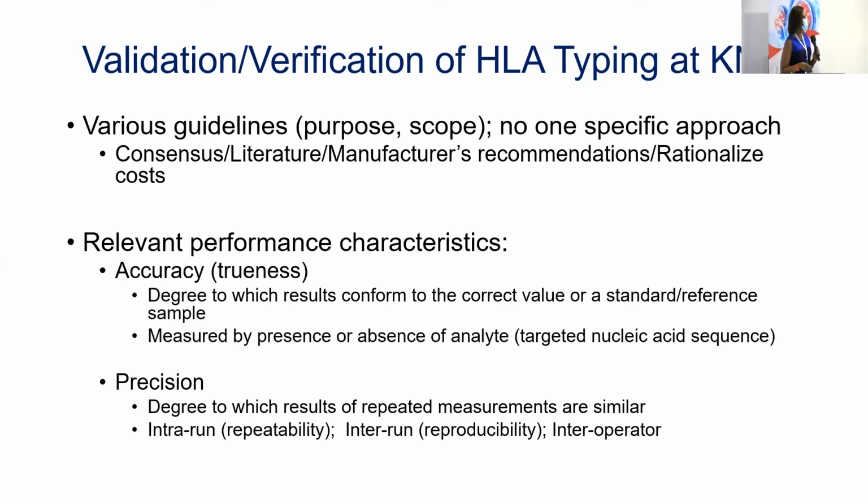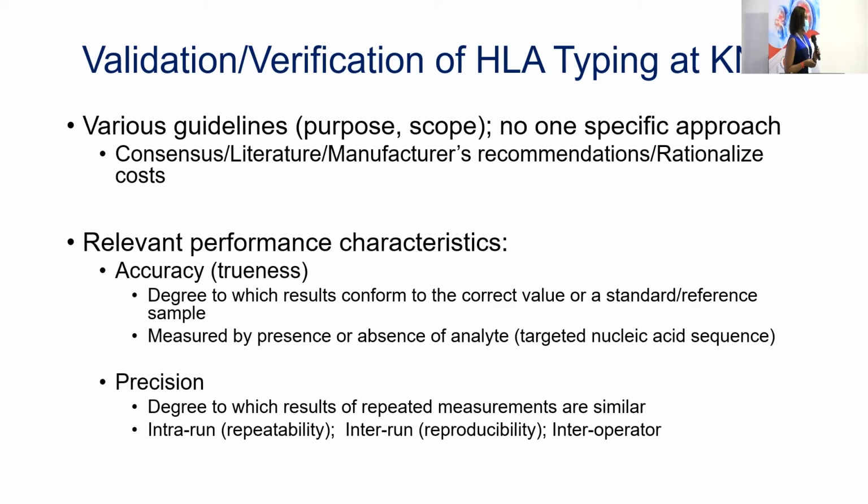There are a number of requirements, which I won't go into the details of, but in terms of providing the evidence that you have validated or verified the assay, there are things that have to be analyzed and documented. I'll just mention what is important for qualitative tests, because HLA typing is a qualitative test. What we need to document is accuracy, or trueness: the degree to which the results in your lab conform to a reference value or a standard sample. So, can you detect what the test says you can detect?